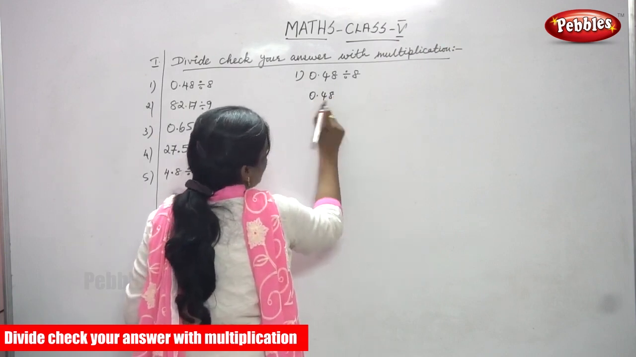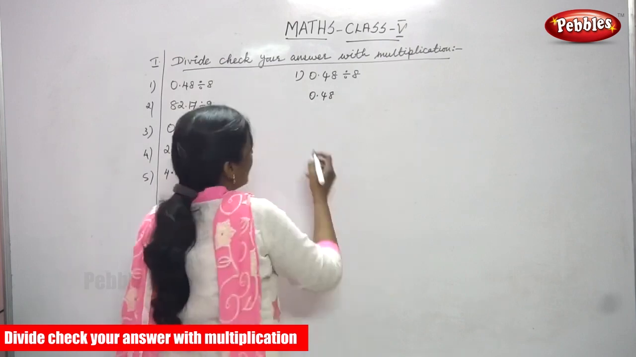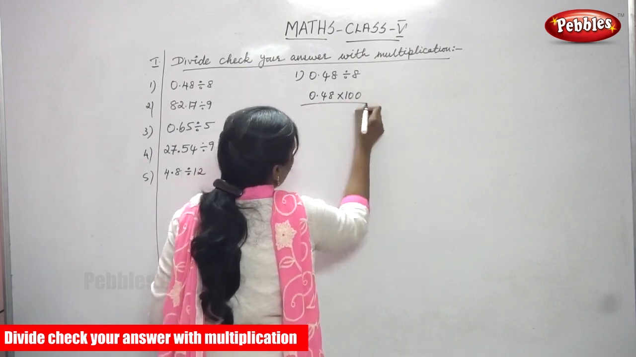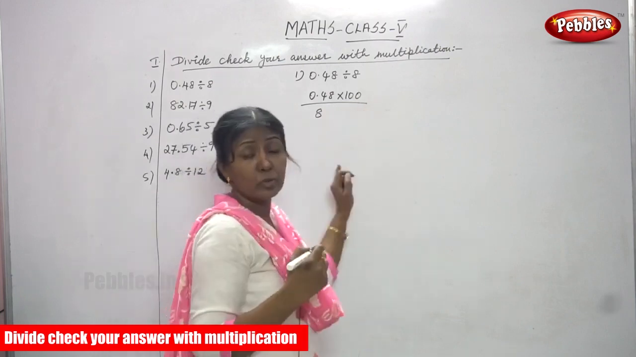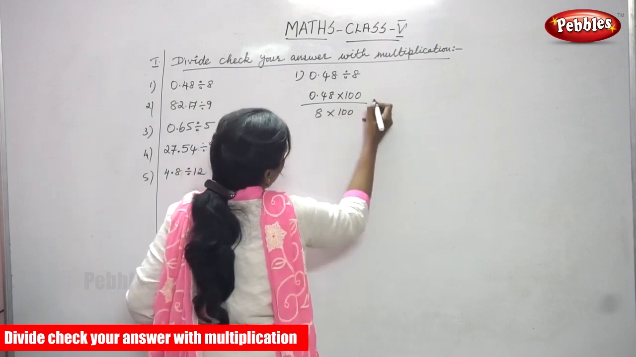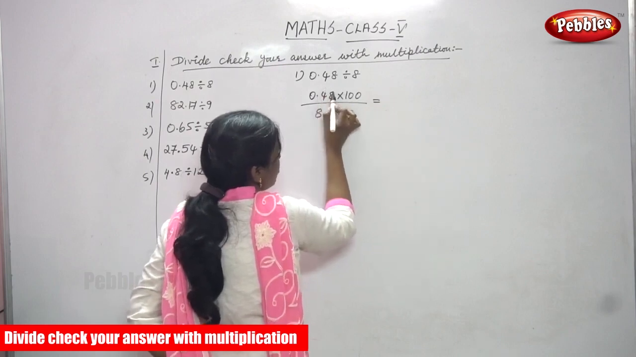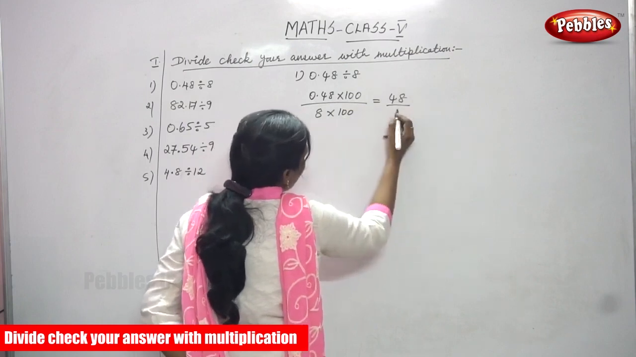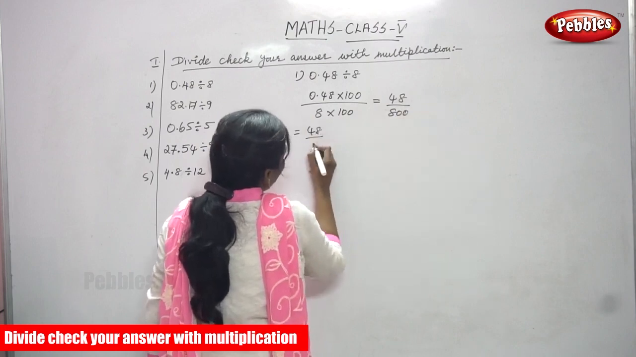0.48. So first you have to convert this decimal number into a whole number. After the point, how many digits? 2 digits, so multiply by 100. If the numerator is multiplied by 100, the denominator is also multiplied by 100. So 8 into 100. Now 0.48, if you multiply by 100, the decimal point moves 2 places to the right. So it becomes 48, and 8 into 100 is 800. So 48 is going to be divided by 800.